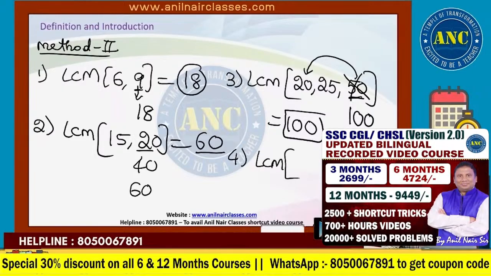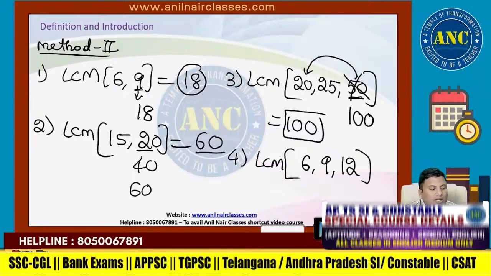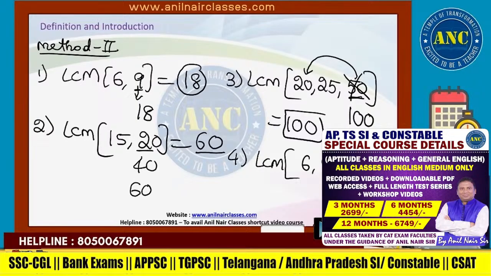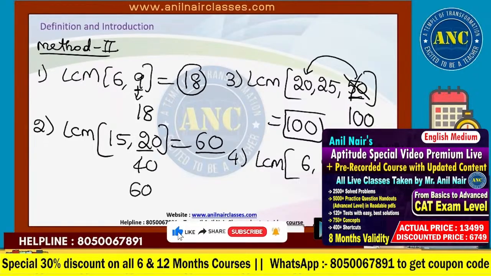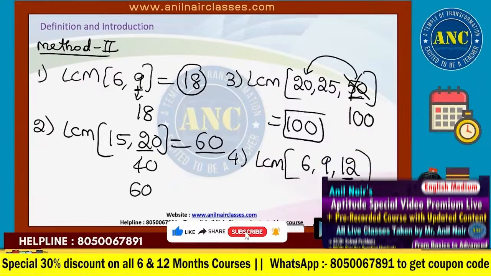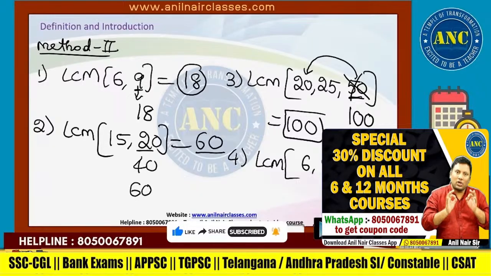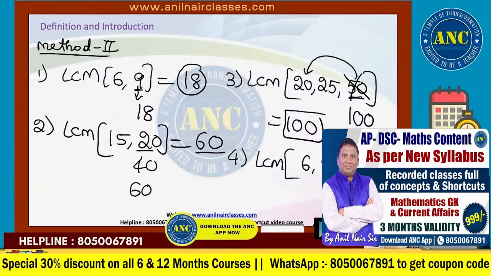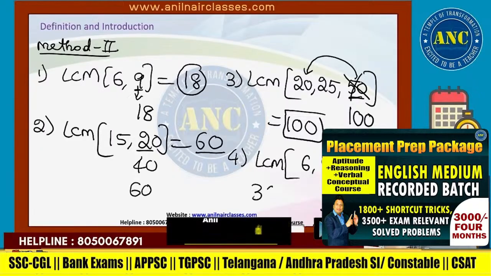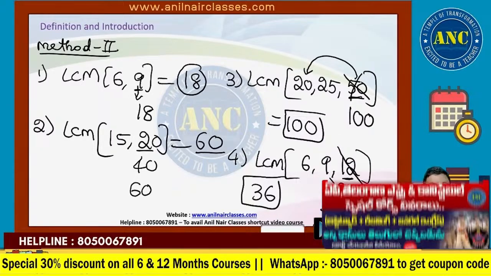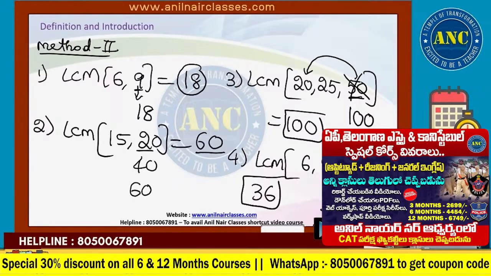LCM of 6, 9, 12. Another example. The largest number is 12. 12 should be divisible by 6 and 9. 12 is 2 sixes. 12 is not divisible by 9. Take the multiple of 12, 24. Is 24 divisible by 9? No. Take the next multiple, 36. 36 is the answer. I hope it is clear.